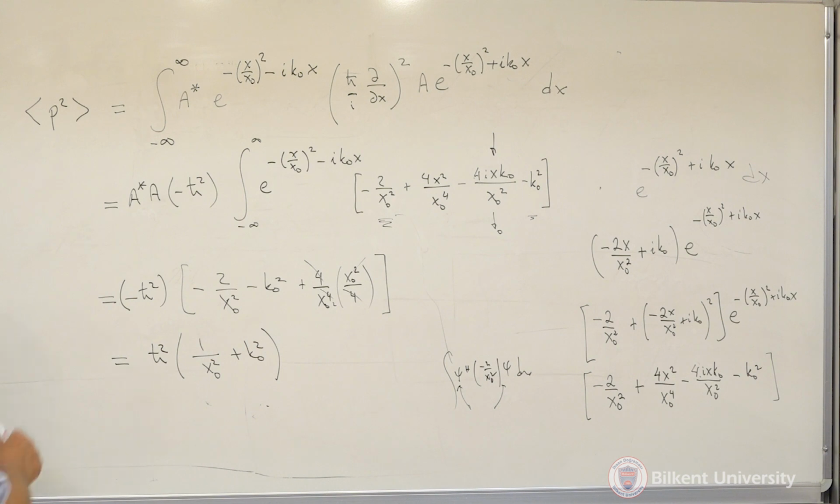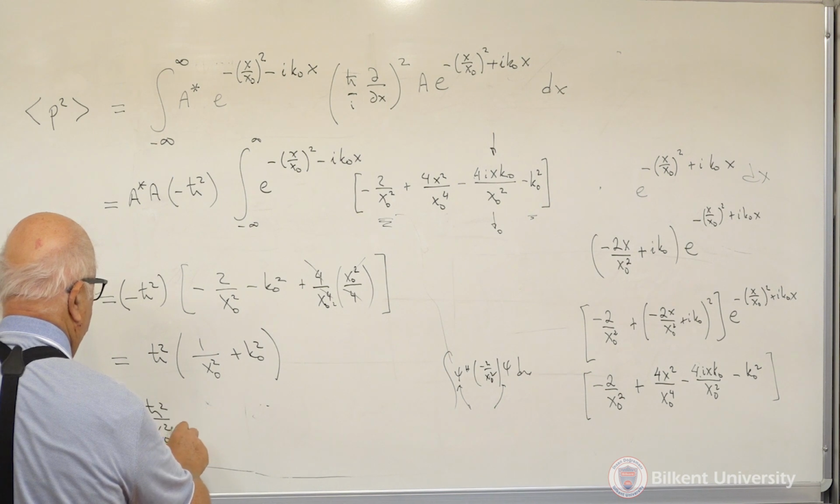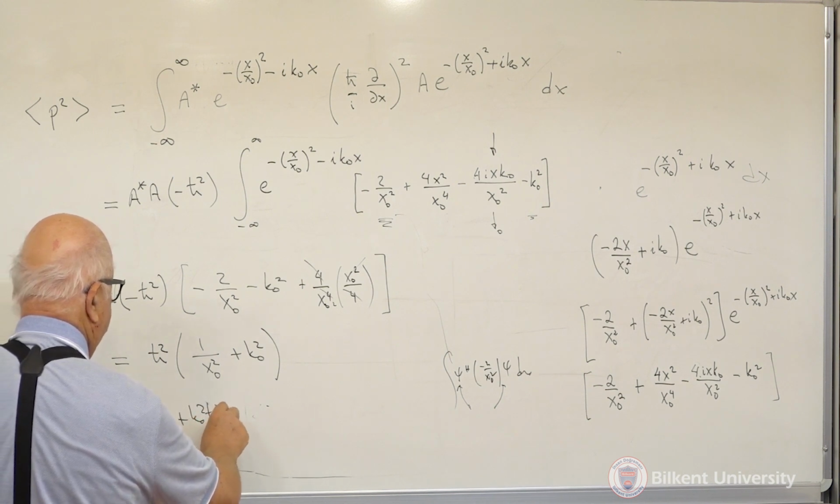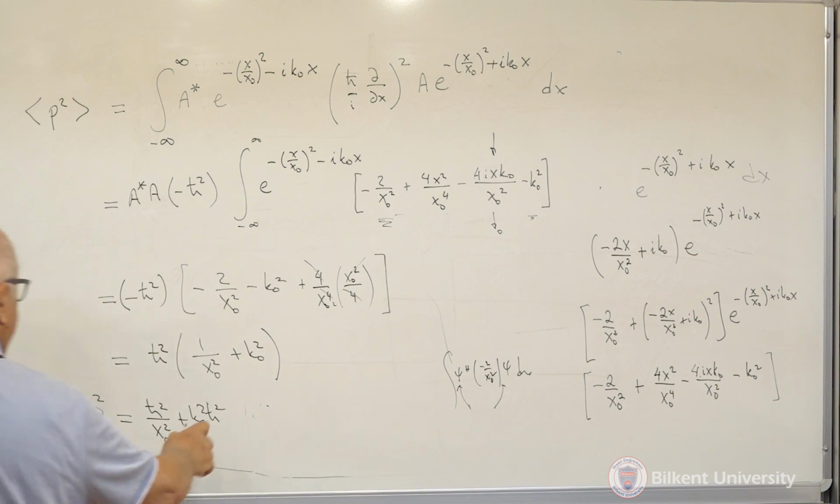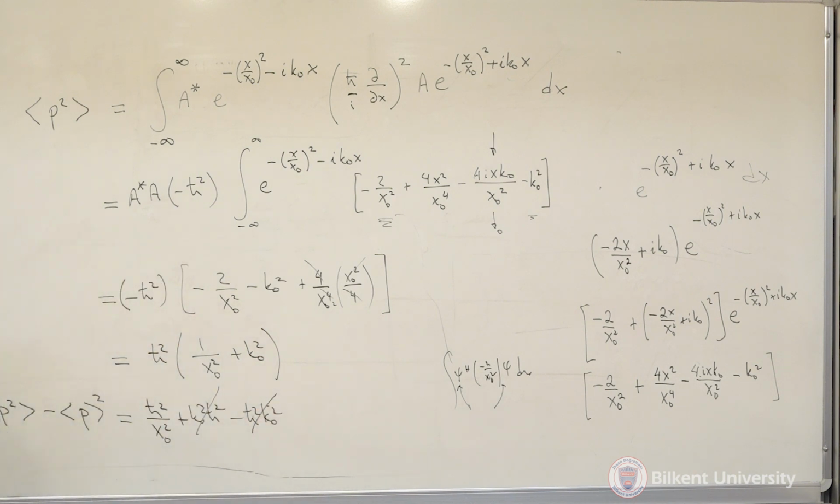Now I want to calculate the fluctuation in p. So average value of p squared minus average value of p squared is going to be equal to this term. So it's going to be h bar squared over x0 squared plus k0 squared h bar squared minus p squared. So it's h bar squared k0 squared. These terms go away. So I'm left with h bar squared over x0 squared.